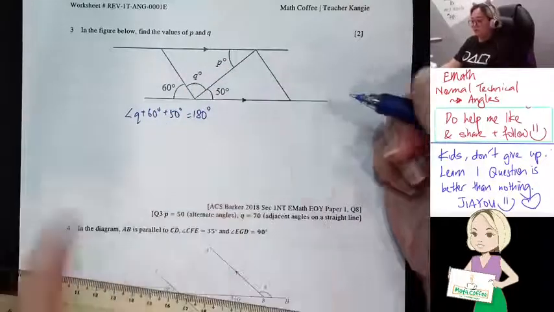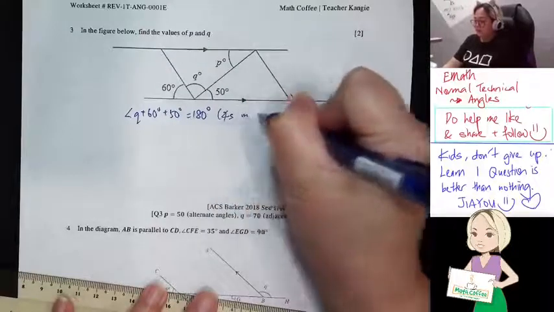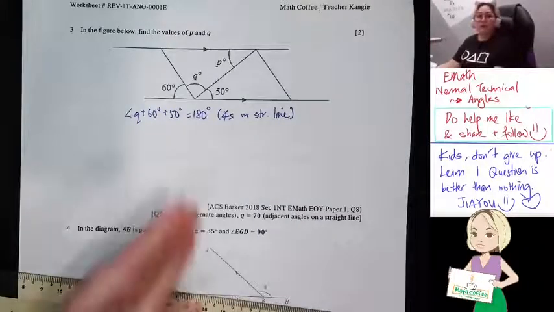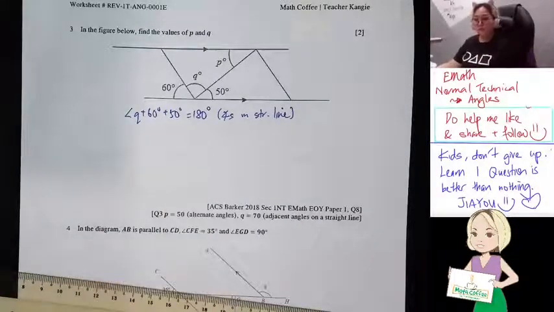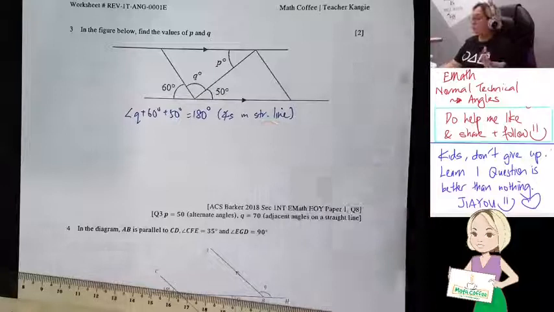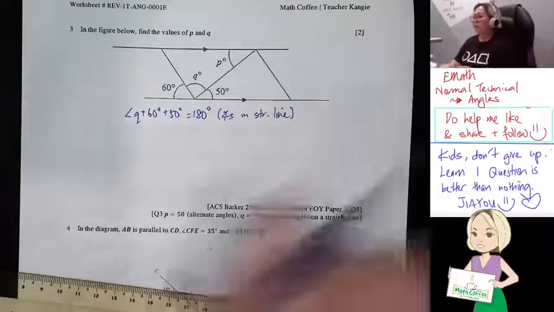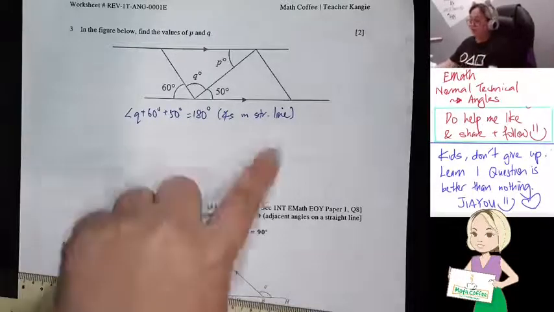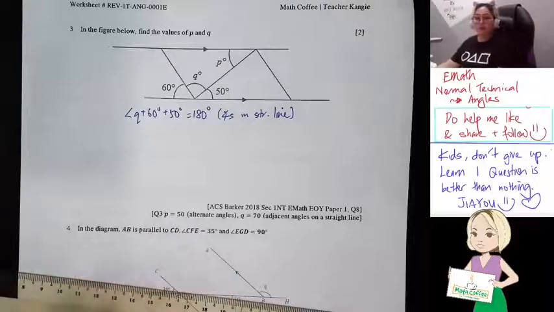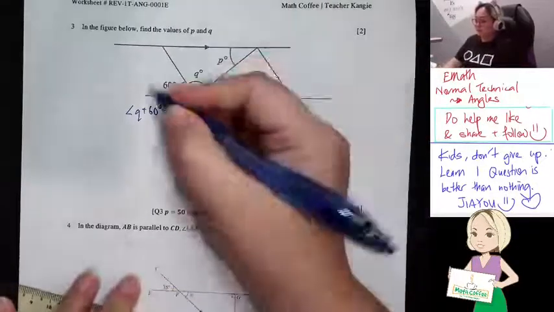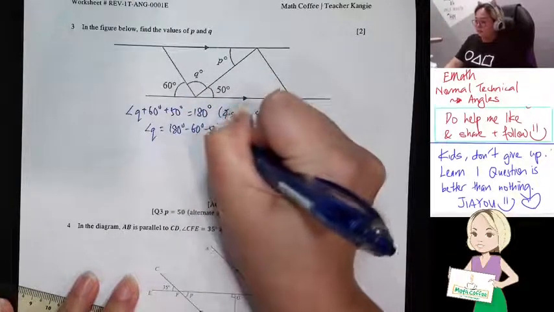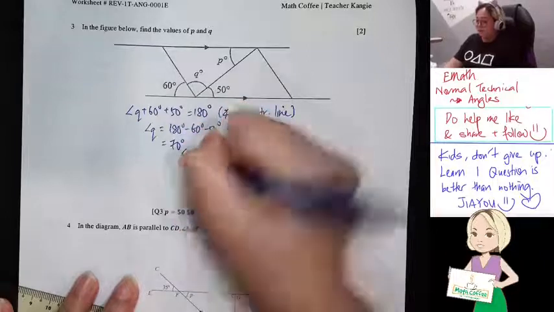Again, you have to put the reasoning. So you have to say this is angles on straight line. Maybe you will ask me, do I need to spell out the straight or not? Some students ask, do I need to spell out the straight or not? Actually, some school teachers will insist that you spell out. But Teacher Kangie just writes this. I think it's better that you don't write anything. So of course, then we will say, okay, angle Q will be equals to 180 degree minus 60 and minus 50. So we will have 70 degree.